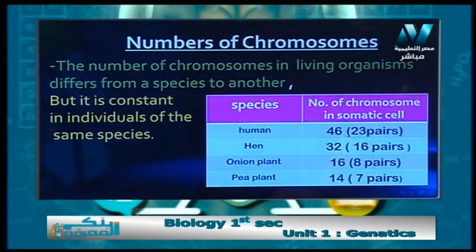Chromosomes found in pairs, 23 pairs. Hen, containing 32 chromosomes, 16 pairs. Onion plants contain 16 chromosomes in all body cells or somatic cells, that means 8 pairs. Pea plant, 14 chromosomes, 7 pairs.